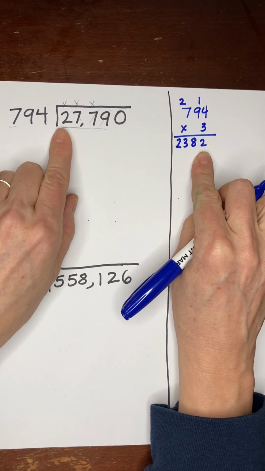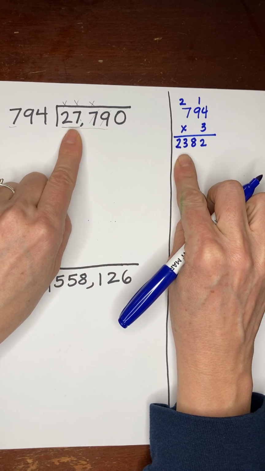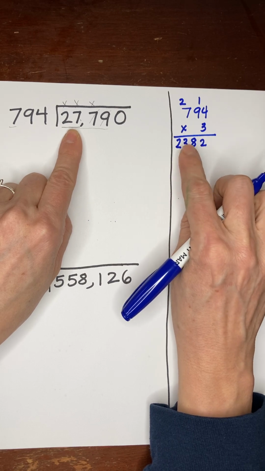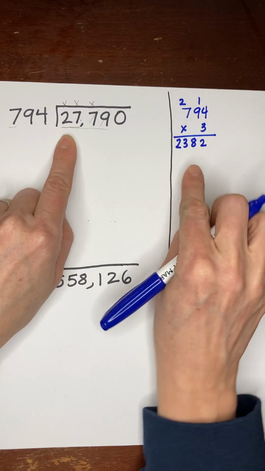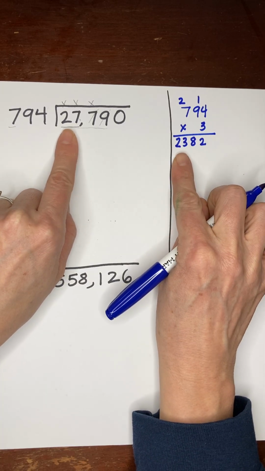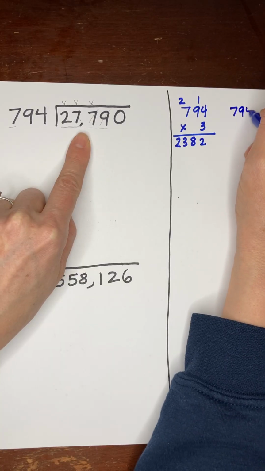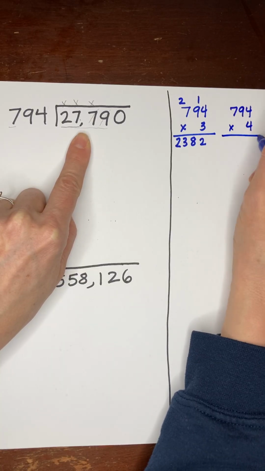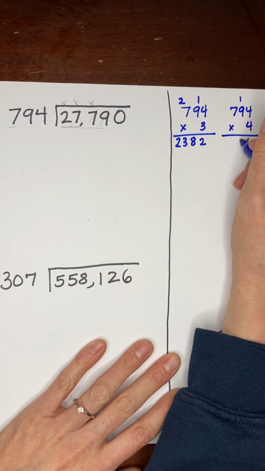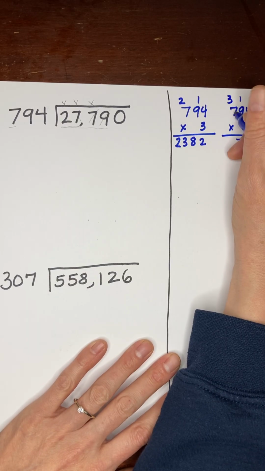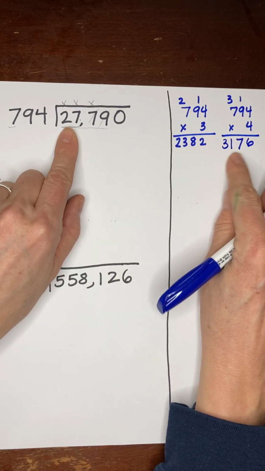2,382, and I have 2,779. Now I can look at those and say, definitely not going to get another 7 in, because if I add 7 to that 3, it's going to give me 10, and a new 1,000. But if you weren't sure with your mental math yet, you could always try over here and do 794 times 4 just to check it out. So 6, carry the 1, 9 times 4 is 36, plus 1 is 37. 4 times 7 is 28, plus 3 is 31. Now we can see that's 3,176, and that is too big.